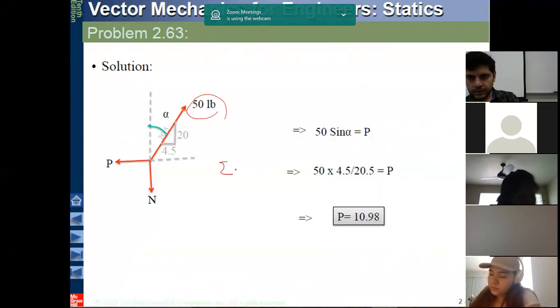write sigma fx equal to 0. I'm sorry. Yes. So then 50 sine alpha is equal to P, and you can easily get P.